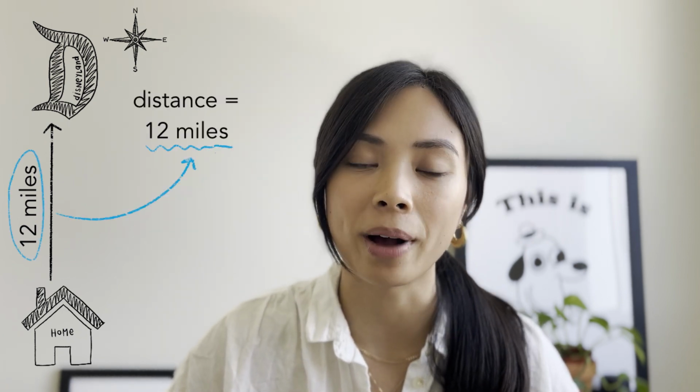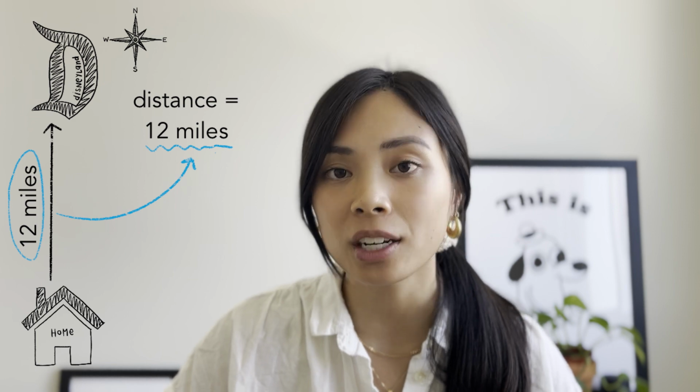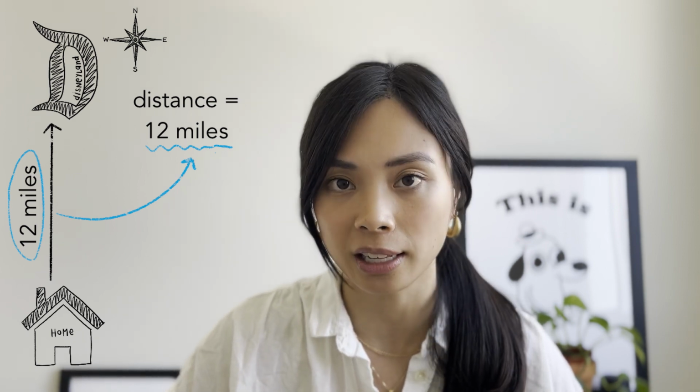So how do we apply distance and displacement to this idea? The distance from your home to Disneyland is obviously just 12 miles. We don't need to include a direction. We simply just need to know how far Disneyland is from your home.